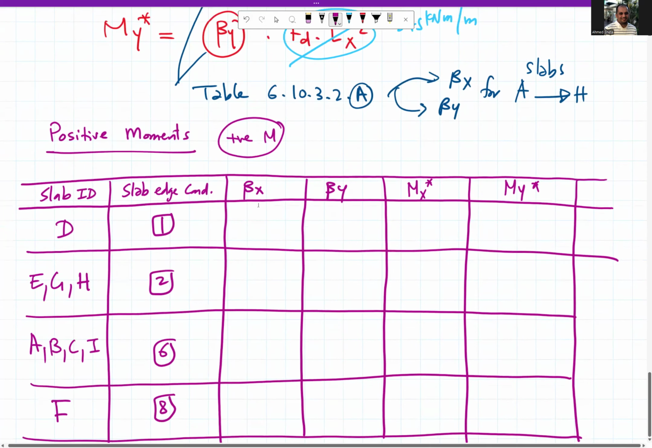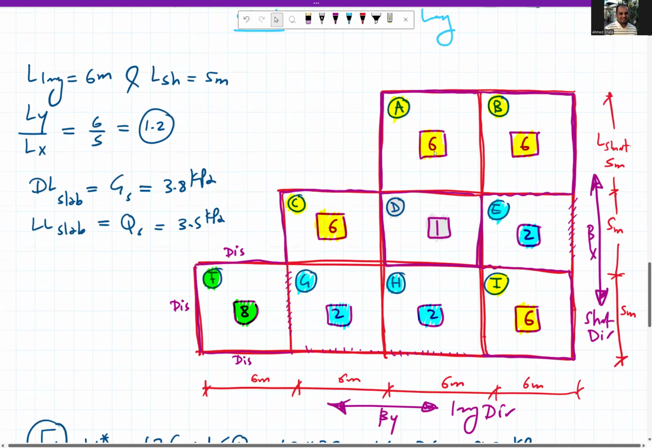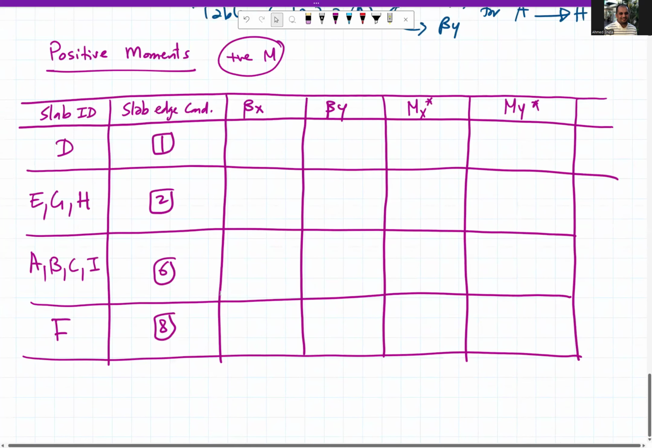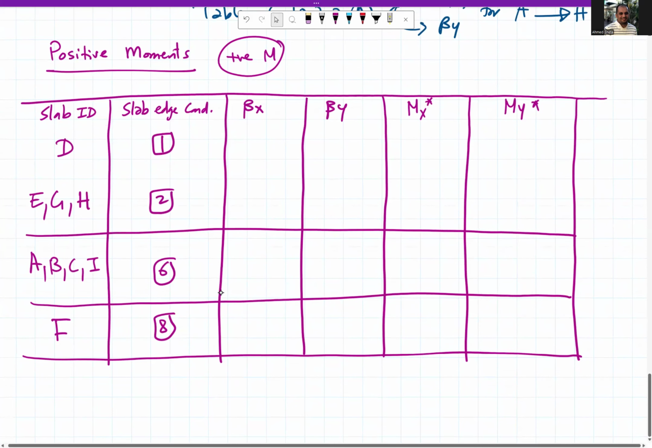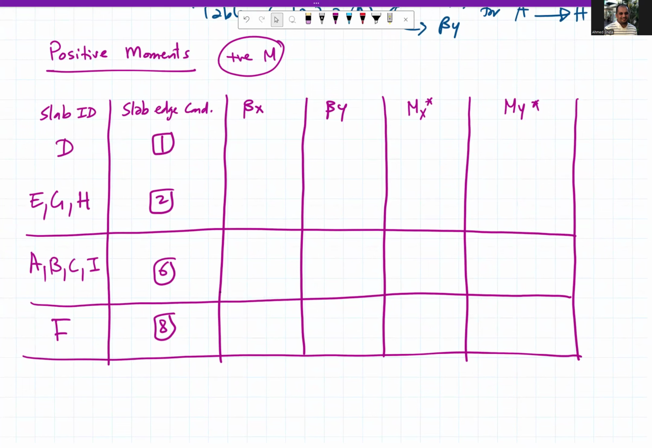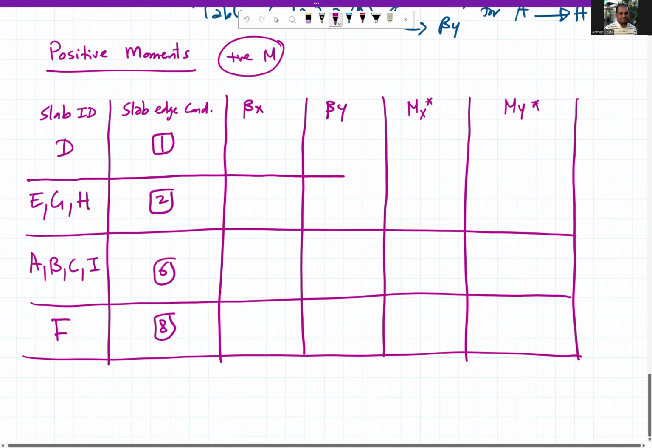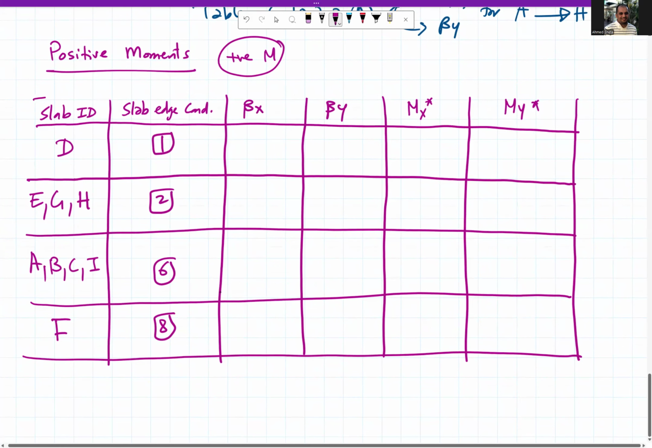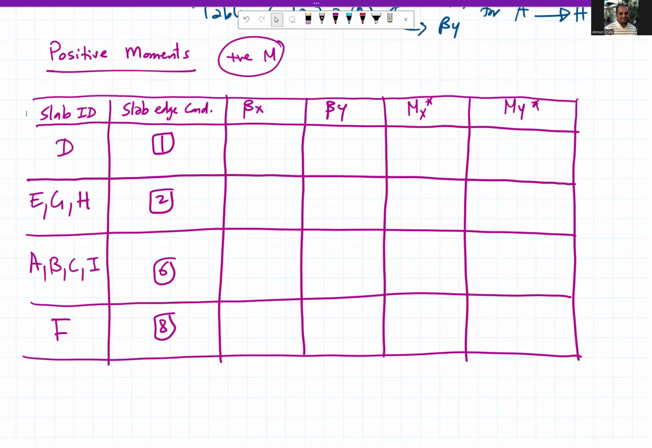So you can go back to the diagram here. So we have A, B, C, I, 6, D, 1, E, G, H, 2, F, 8. Okay, then what we have to do is just go to the table, this table here, just to remind you.